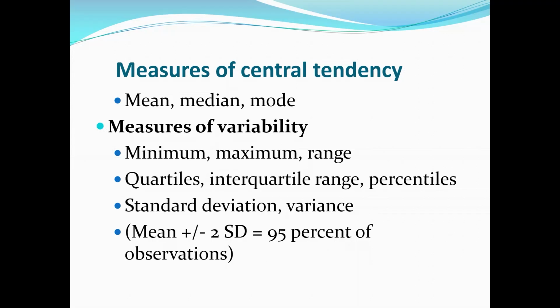Supposing they are getting in between 35 and 45, standard deviation will be very low. Supposing they are getting between 5 and 95, standard deviation will be high. This is what is meant by standard deviation. So the mean plus or minus 2 standard deviation will cover 95% of the observations.